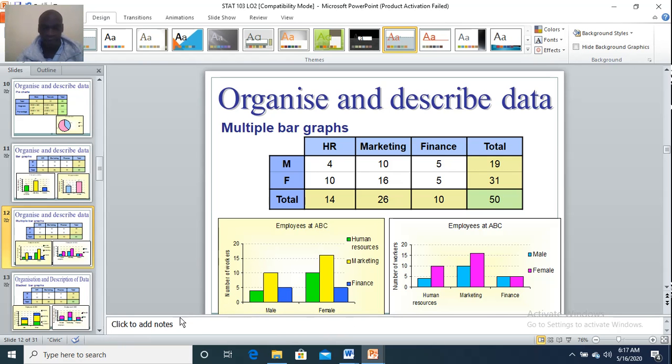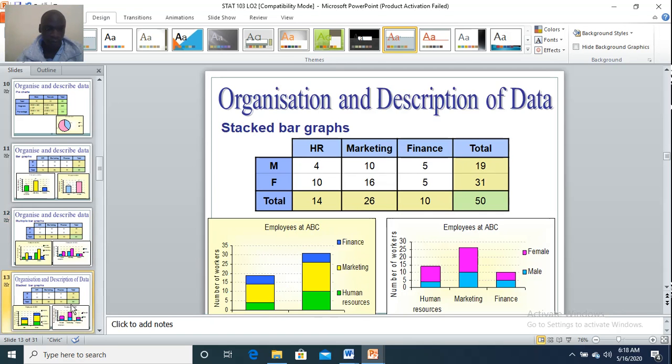Then still we may want to compare in HR. Males there are 4, females there are 10. In marketing, males there are 10, females there are 16, like that. Then we move to the next.